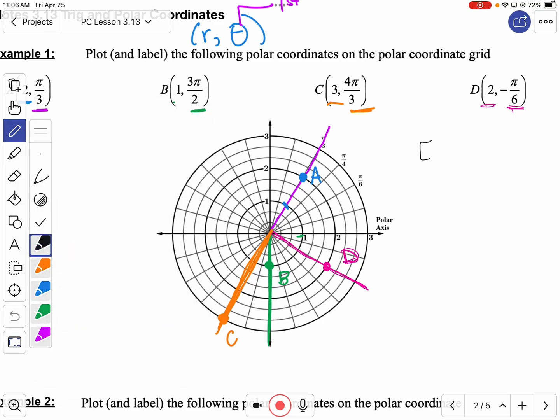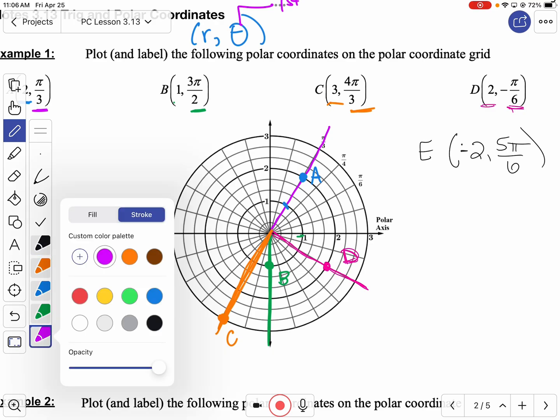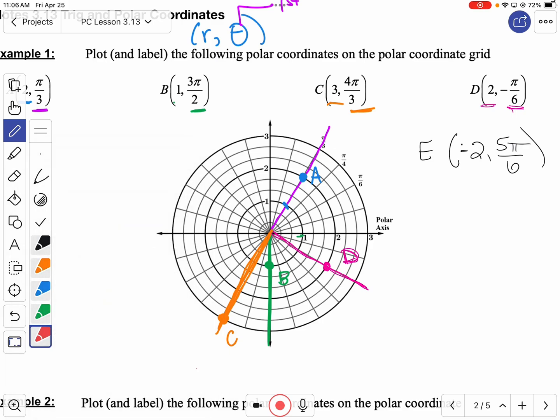Let's add one more. Let's add point E, and let's do negative 2, 5 pi over 6, because we've not done a negative radius yet. Negative 2, 5 pi over 6. Rock and roll. So 5 pi over 6, which quadrant are we going to be in? Second. 5 pi over 6 is that third that's closest to the x-axis.